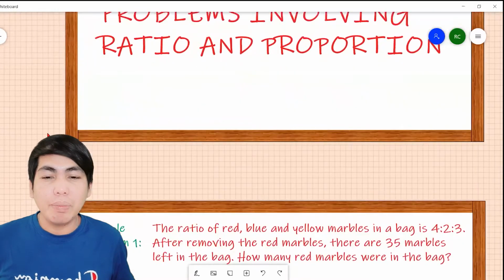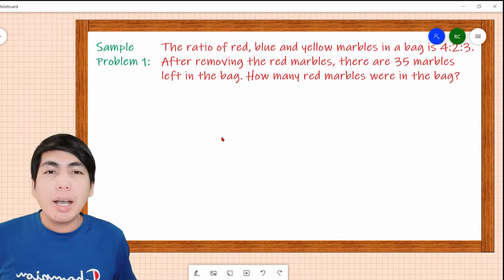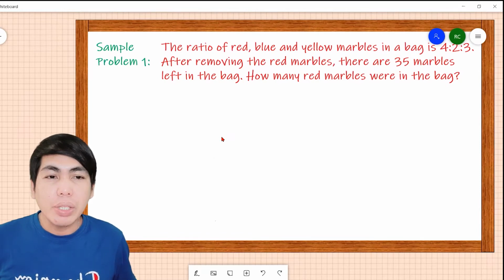So let us have examples. We have here sample problem 1. The ratio of red, blue, and yellow marbles in a bag is 4:2:3. After removing the red marbles, there are 35 marbles left in the bag. How many red marbles were in the bag?